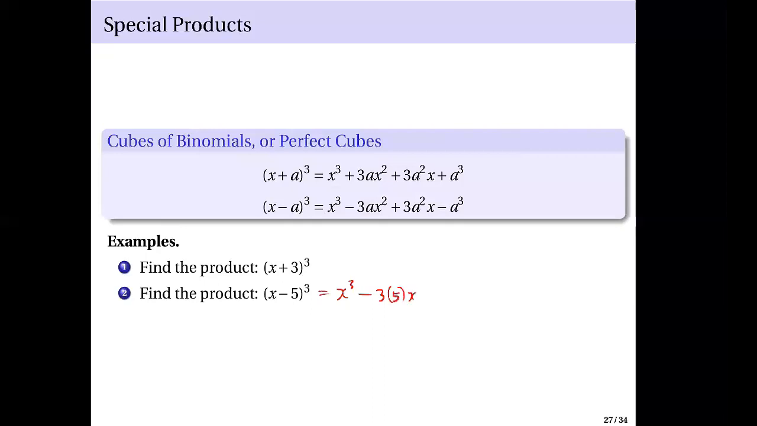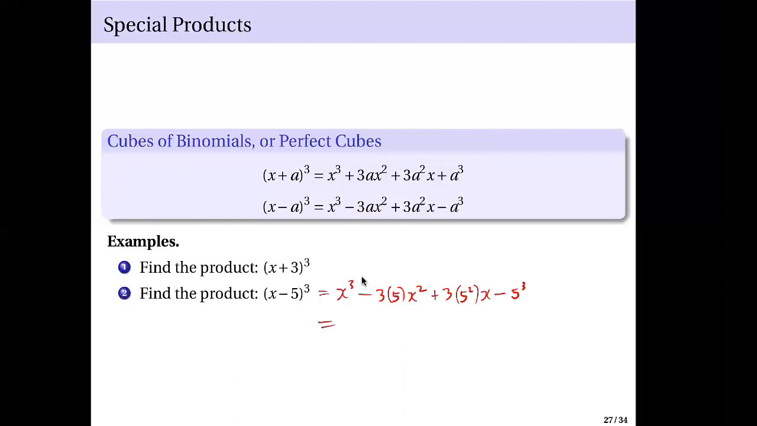And then x squared from here. Then here we have now plus, so plus 3 and then the a squared, so you have 5 squared, and then x. And then minus in here, minus 5 cubed. And then just simplify.